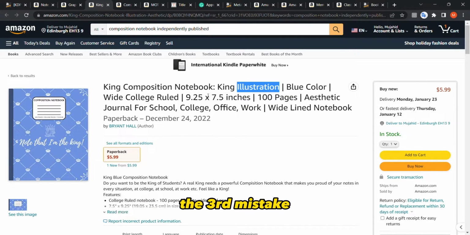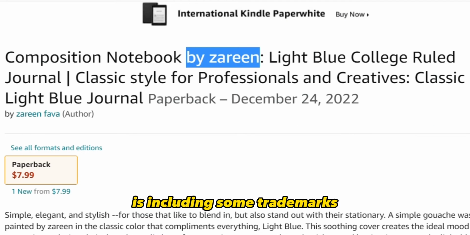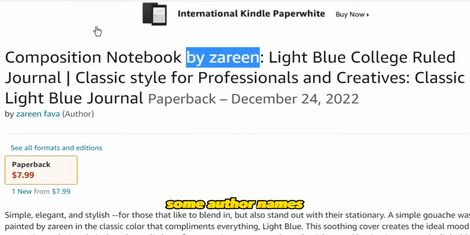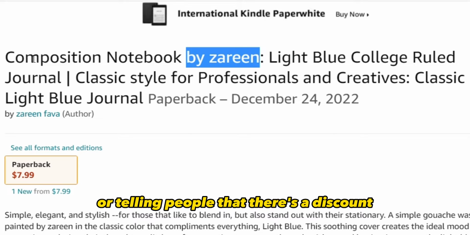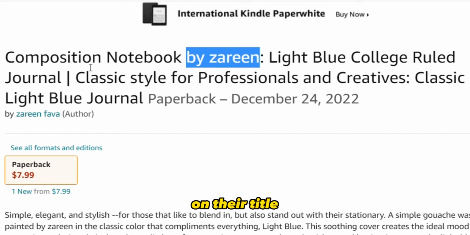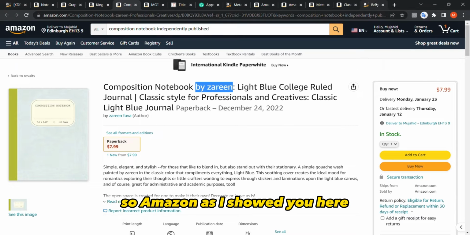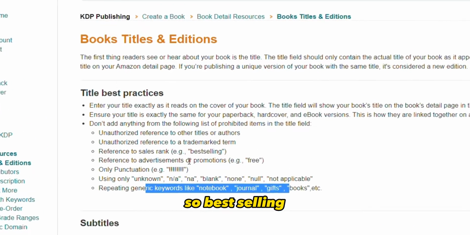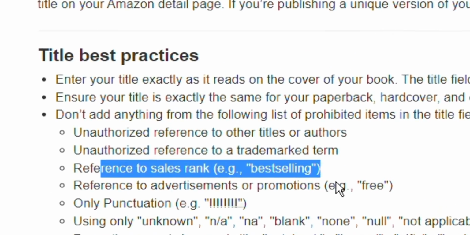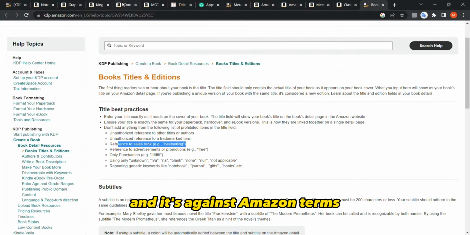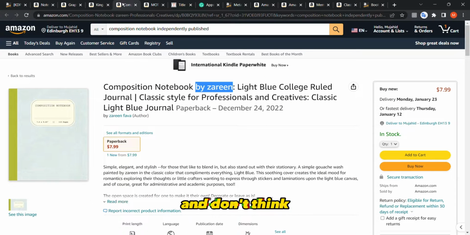The third mistake, which many publishers, especially beginners, make, is including some trademarks, some author names, best-selling, or telling people that there's a discount or something like that in their title and subtitle. Amazon, as I showed you here, says best-selling, reference to sales rank, you can't do that, and it's against Amazon terms. So avoid that completely and don't think about it at all. Forget it. So don't include best-selling, there's a discount, you must buy this right now.